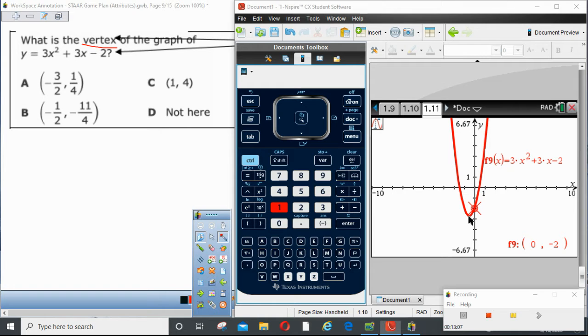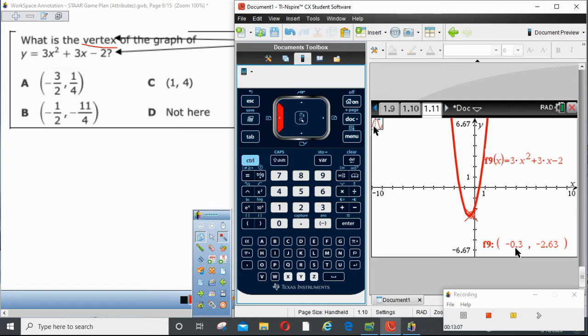I need this tracer to go to either the very lowest or very highest. And in this case, it's the very lowest point. So we're going to go, and a yellow box will appear. Now, I know it says minimum, but this is also the vertex. And the vertex is when we have both the x and the y.